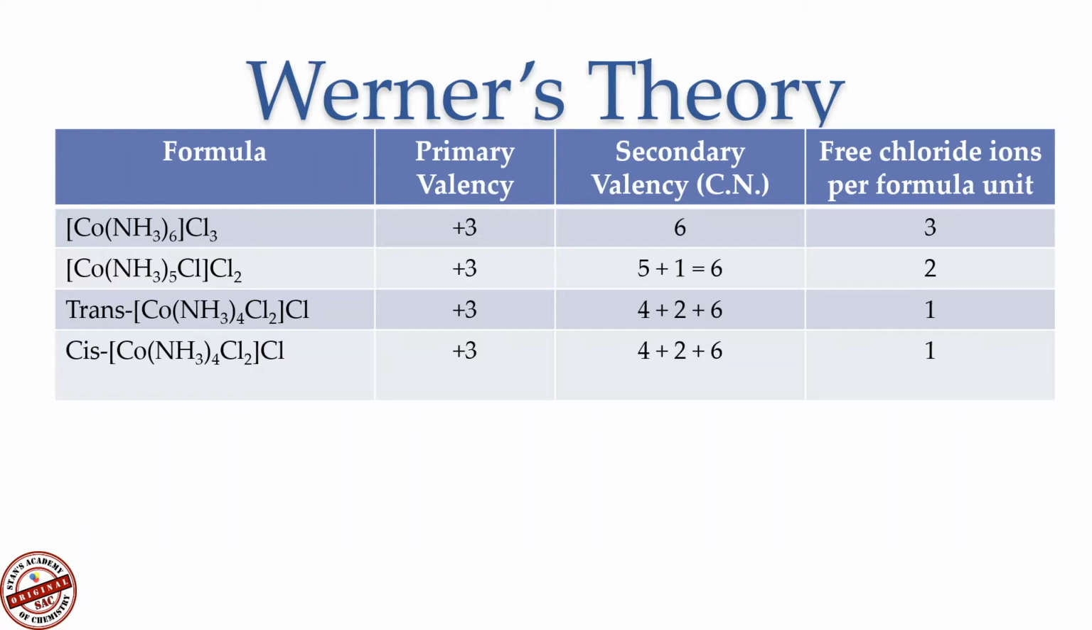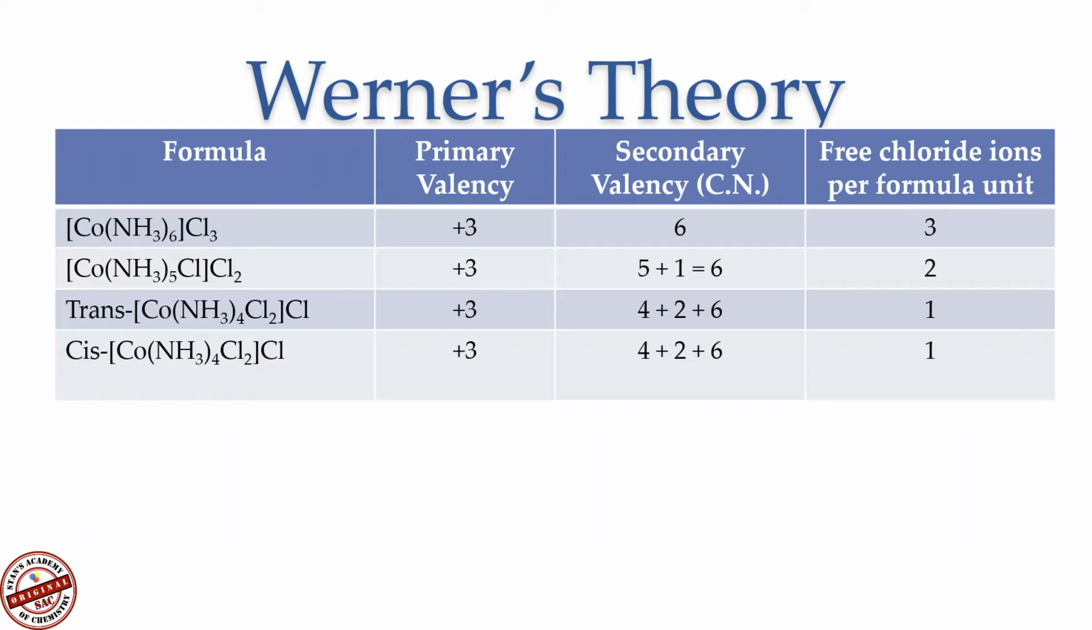In the first case, the single ligand, 6 of them. In the second case, 5 ammonia and 1 chlorine, making it 6. In the third and fourth case, 4 ammonia and 2 chlorines, making it 6. So the secondary valency is 6 for all of them. And this is what we are really trying to explain when a complex is formed. The primary valency and secondary valency together are taken into account. And therefore, there is a violation of common rules. That's what we are seeing based on what we have studied earlier.